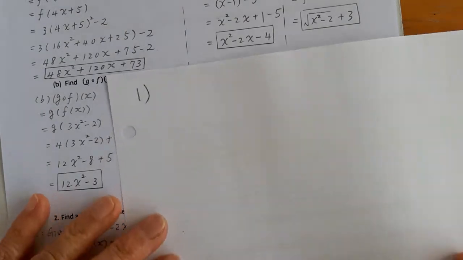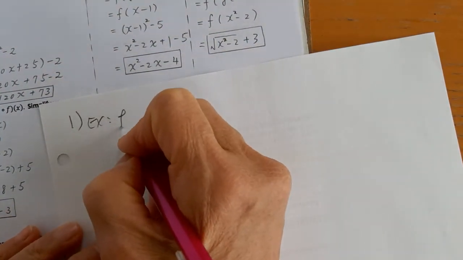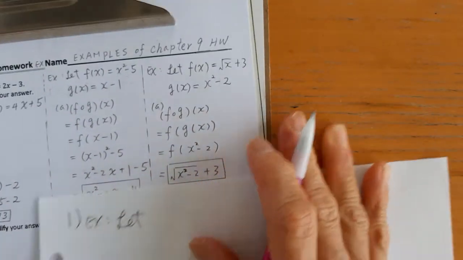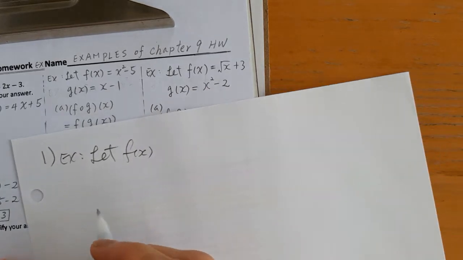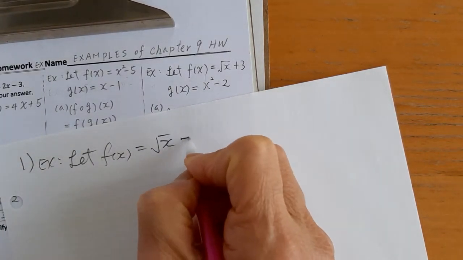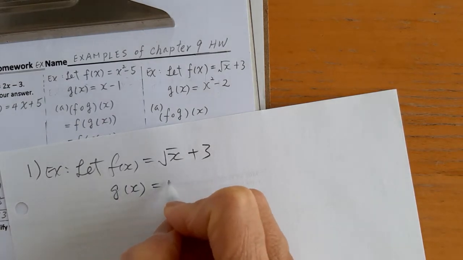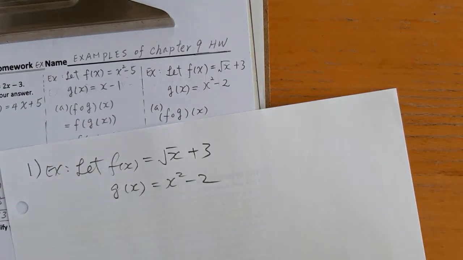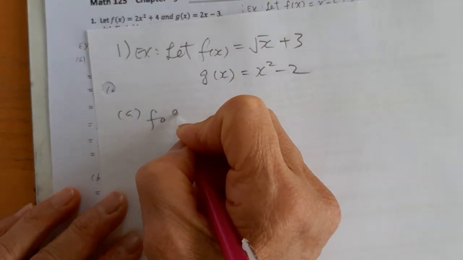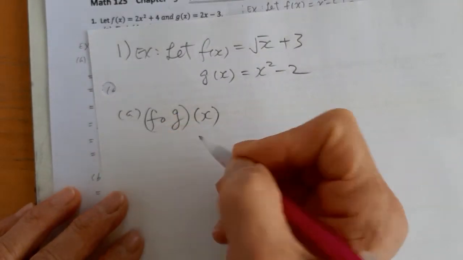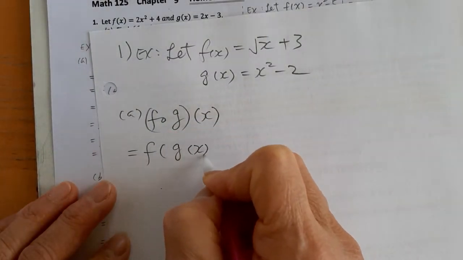Still your homework number 1 example. Let f of x equal the square root of x plus 3, and g of x equal x squared minus 2. A, find f circle g of x, and that equals f of g of x.